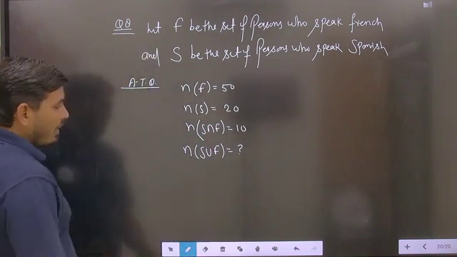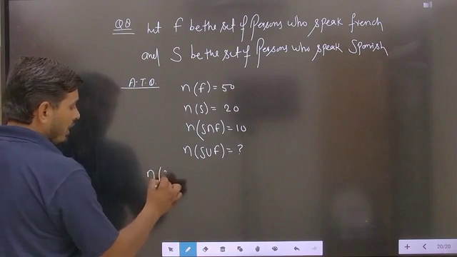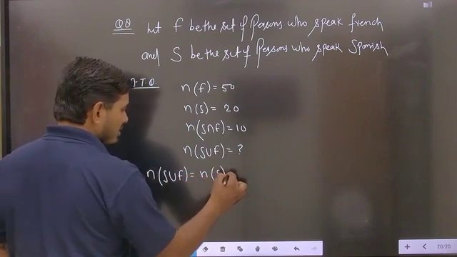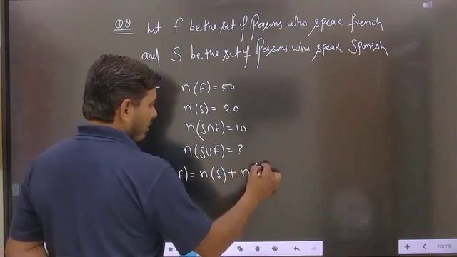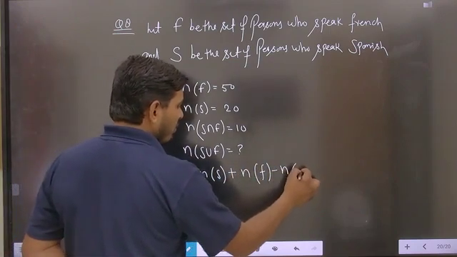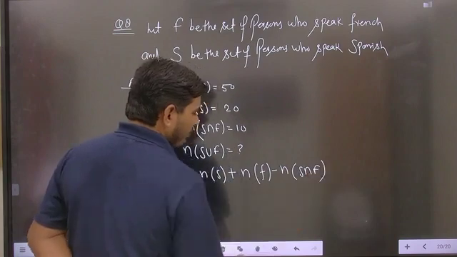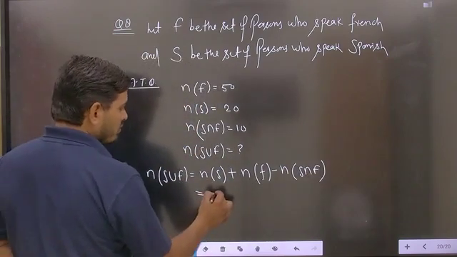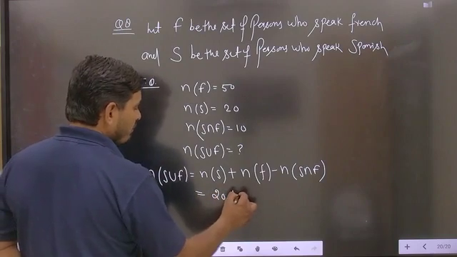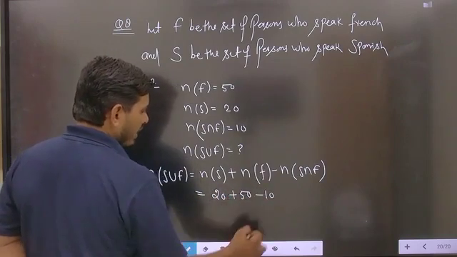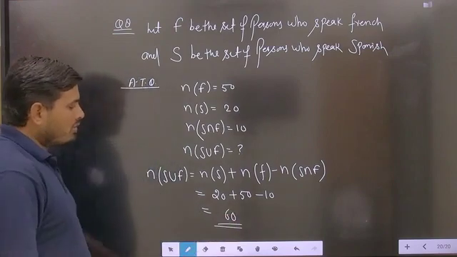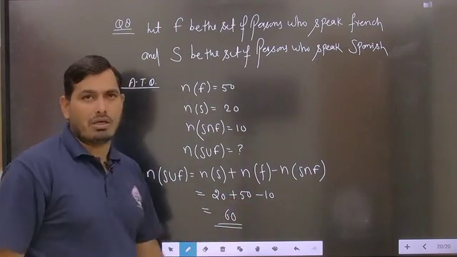So in this part, student, we have to apply the formula: S union F is written as n of S plus n of F minus n of S intersection F. So easily you can substitute each and every value. This will be 20, this will be 50, and this will be 10. So the answer will be 60, because 70 minus 10 is 60 here, no problem.